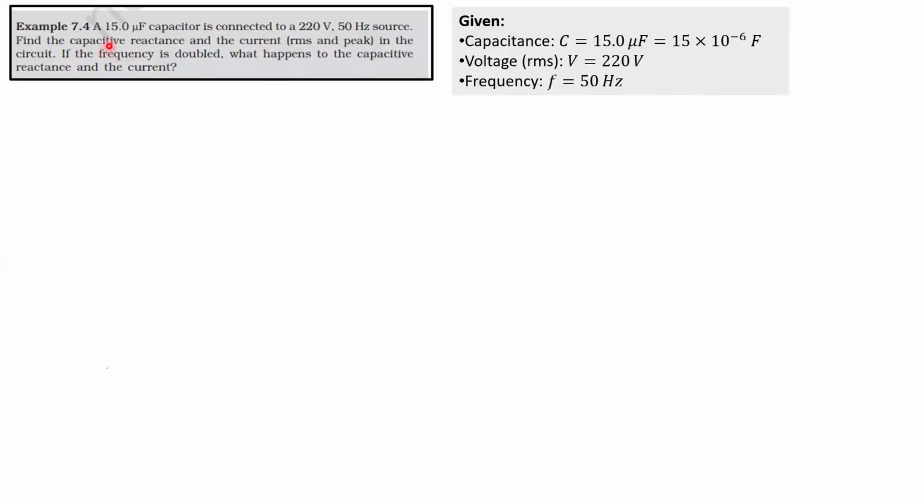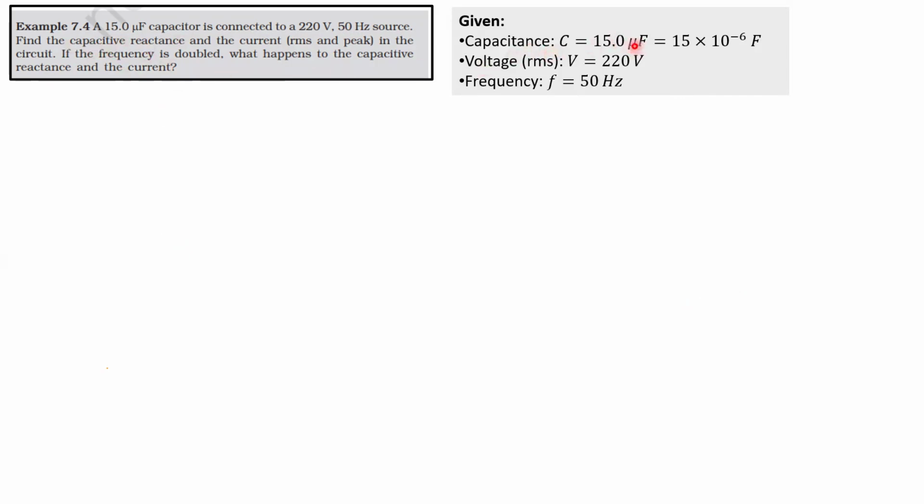Example 7.4. A 15 microfarad capacitor is connected to a 220 volt, 50 Hz supply. Find the capacitive reactance and the current, that is RMS as well as peak, in the circuit. If the frequency is doubled, what happens to the capacitive reactance and current? Okay. What are the given values?